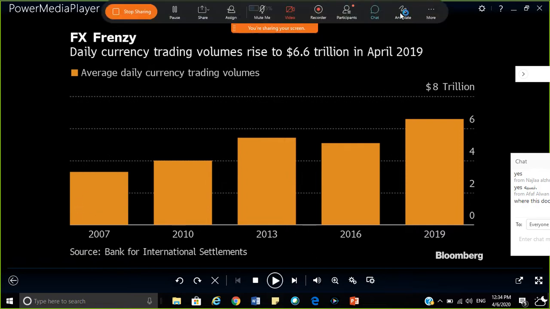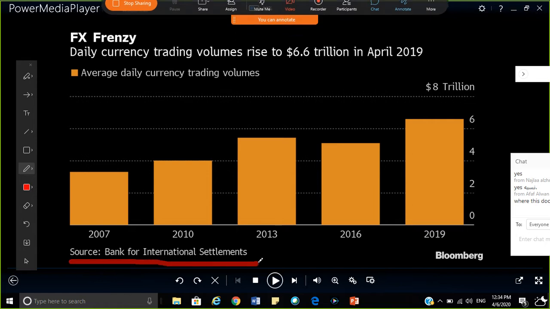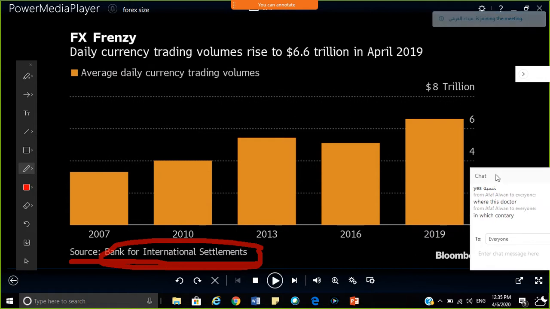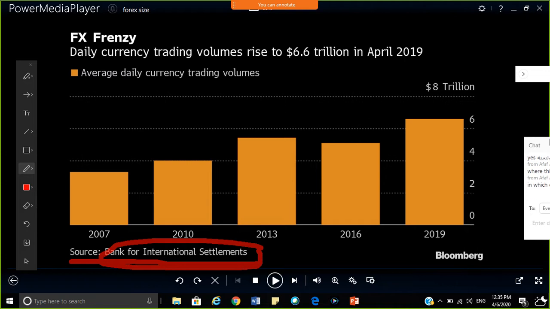First of all, pay attention to the source. This is from the Bank for International Settlements. This is a very important body which is in Switzerland, and we studied this in banking also, which is very important for prescribing the rules and regulations. The question is, which market are we talking about? The foreign exchange size, average daily currency trading volumes. This is in the general foreign exchange market.